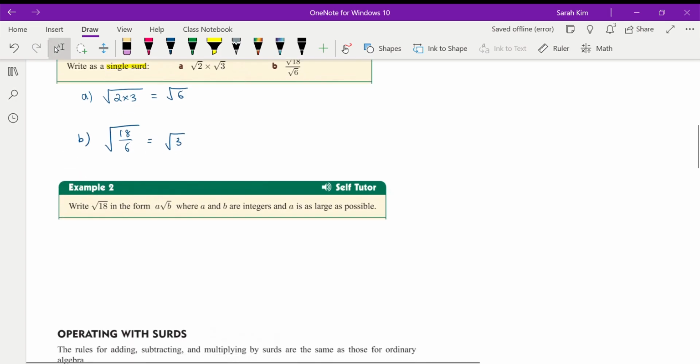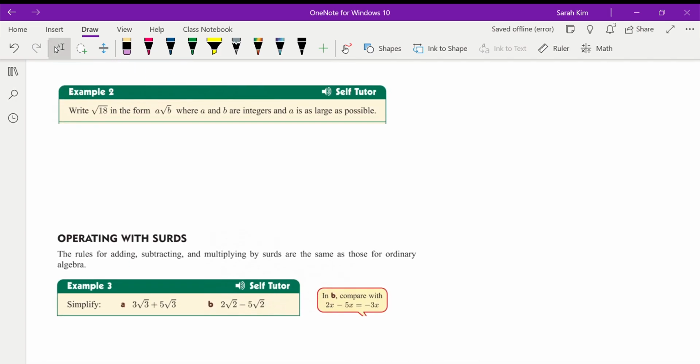For example 2, what you need to do is write this square root 18 into the form a square root b, where a and b are integers and a is as large as it can be. So what this means is you have to consider the number 18 into its factors. What are its factors? Well, you can do 9 times 2, you can do 1 times 18, you can do 3 times 6. So those are its factors.